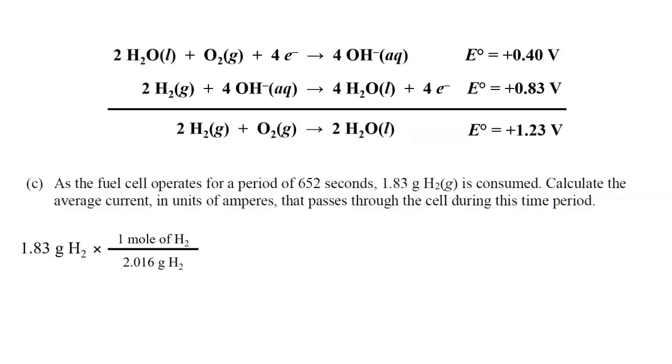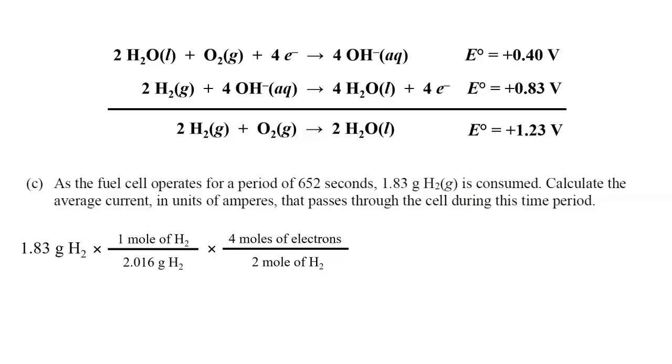So, looking at the overall equation, we can see that 2 moles of hydrogen are on the left, and 4 moles of electrons are on the right. So for every 2 moles of hydrogen that are consumed, there's 4 moles of electrons involved in this process. Now you could simplify that and say that the ratio is 2/1 instead of 4/2, but the math is the same.